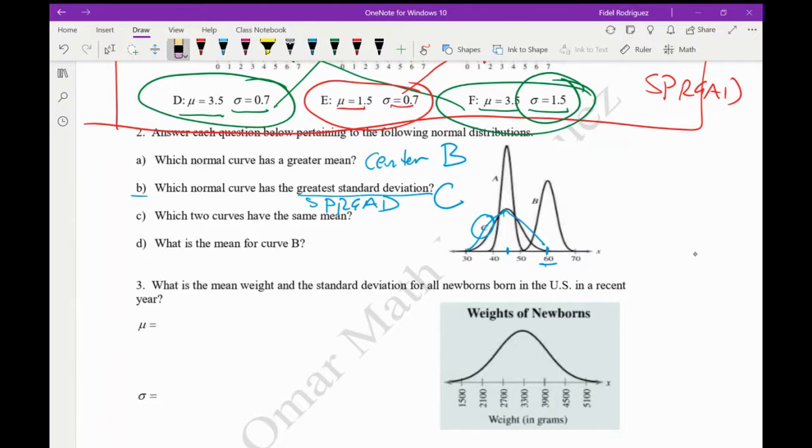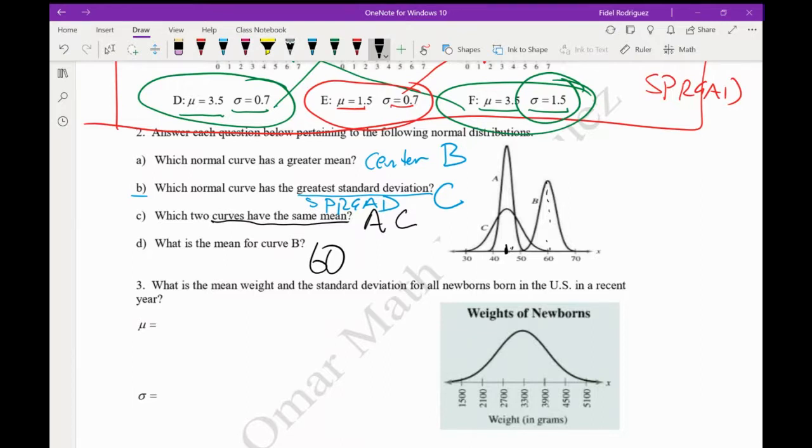Okay. And then, let me clean this up a little bit. Which two curves have the same mean? So here's the mean, right? These two curves have the same mean, A and C. And then what's the mean for the curve of B? Well, we already said the mean here was 60. Okay.